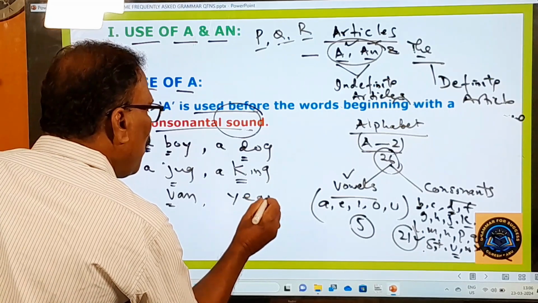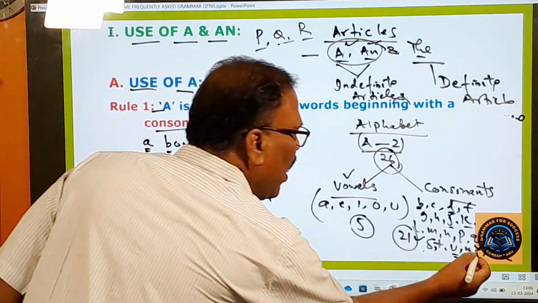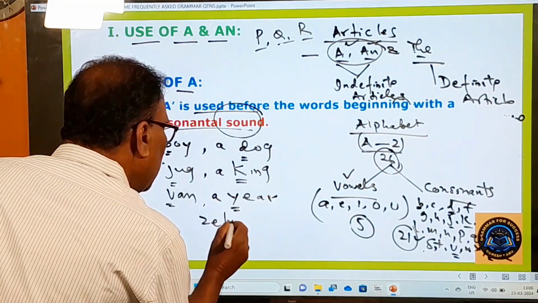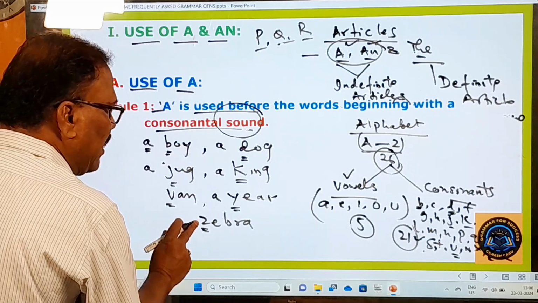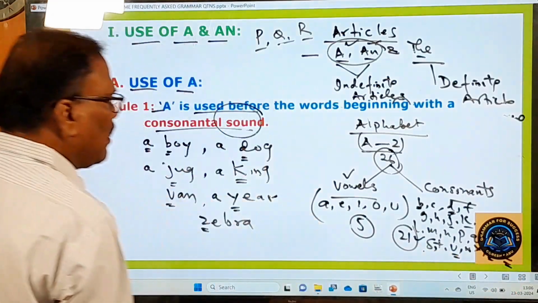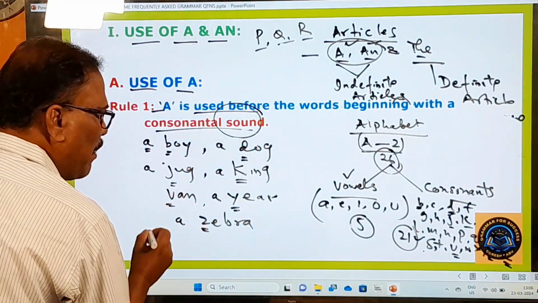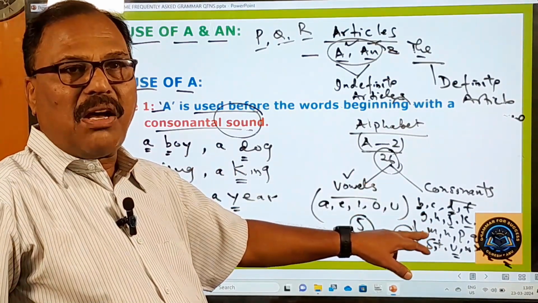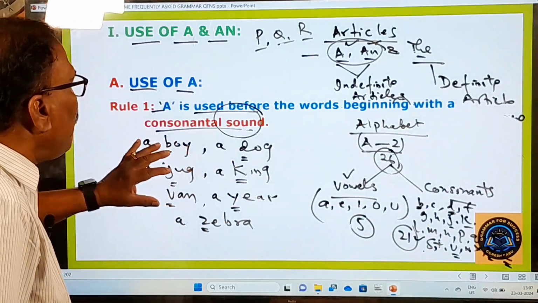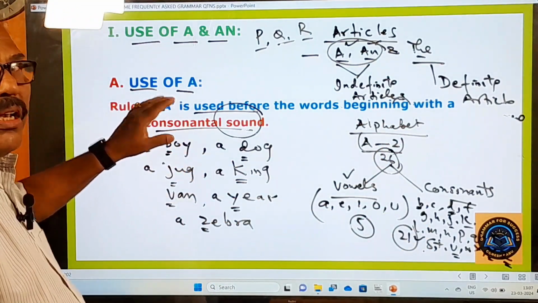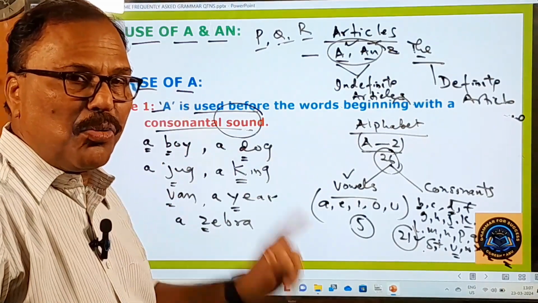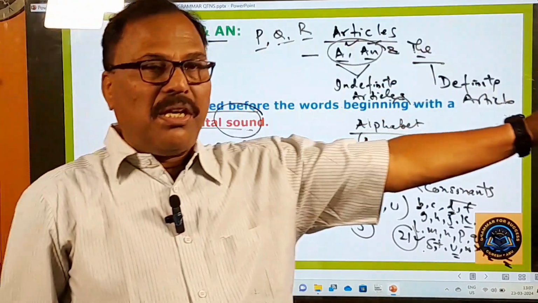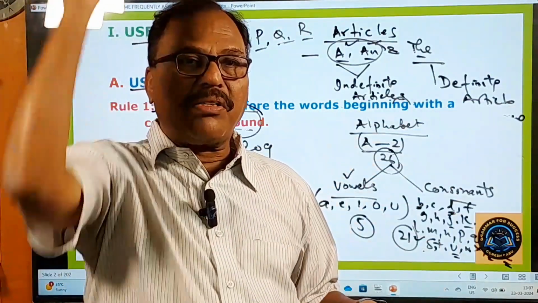Okay. Year. What is the word beginning with Y? Y is a consonantal sound. So what should we use before that? A. Zebra. What is the word beginning with Z? Z is a consonantal sound. So in this way we use A before that. These are all the words beginning with a consonantal sound, and therefore we have to use A before them according to this rule. Now I hope you have understood the first rule of this A. A is used before the words beginning with a consonantal sound.